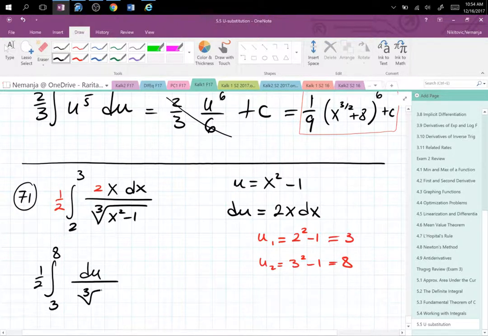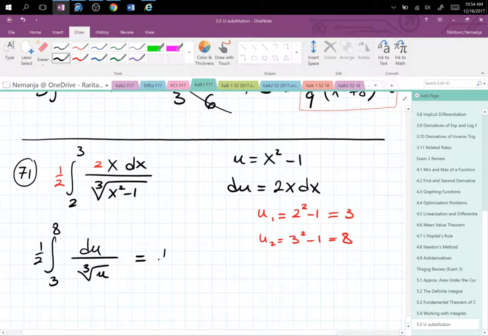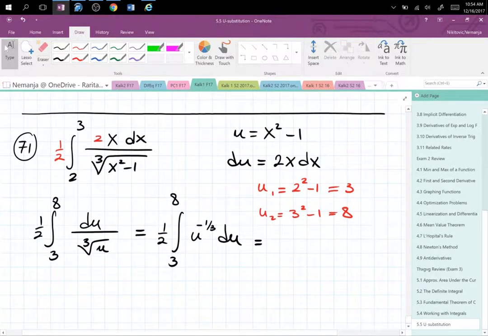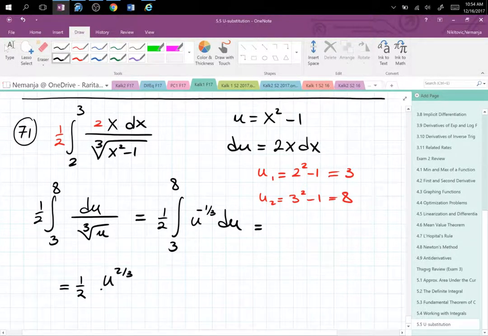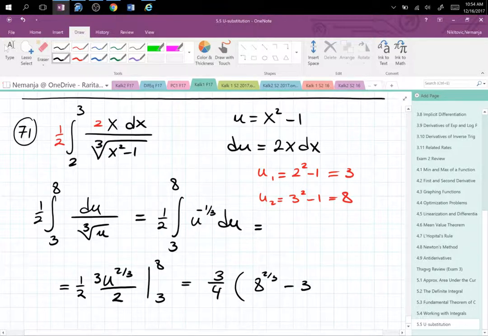du over cube root of u, which is 1/2 integral 3 to 8, and now you have u to the negative 1/3 du, which gives us 1/2 u to the 2/3 over 2/3. You see, I immediately did the double fraction. So instead of putting 3 in the denominator, I put 3 in the numerator. You can do that. And now you're computing from 3 to 8. You don't have to worry about going back to x because we switched the limits. So you have 3/4 times (8 to the 2/3 minus 3 to the 2/3).